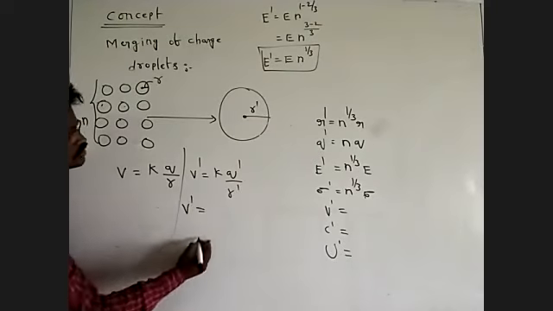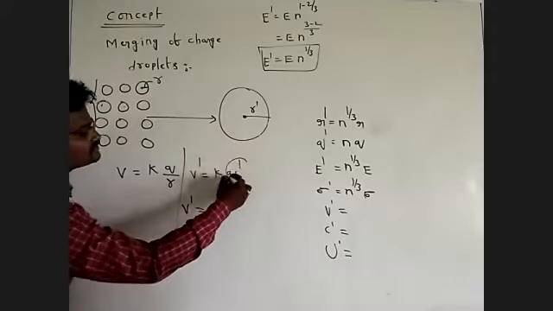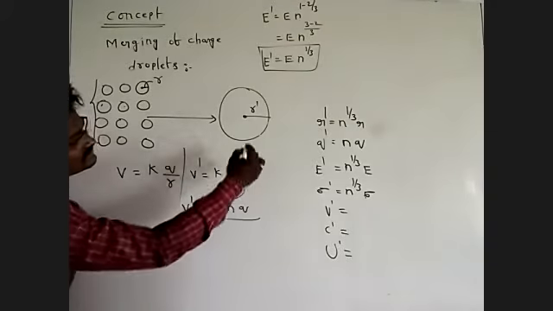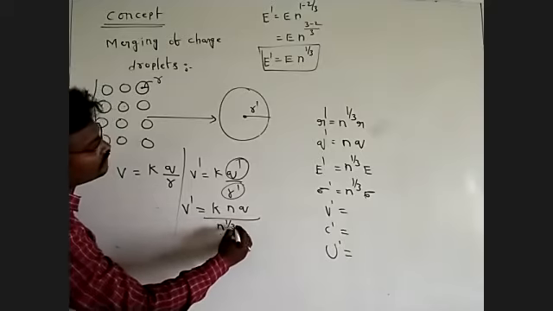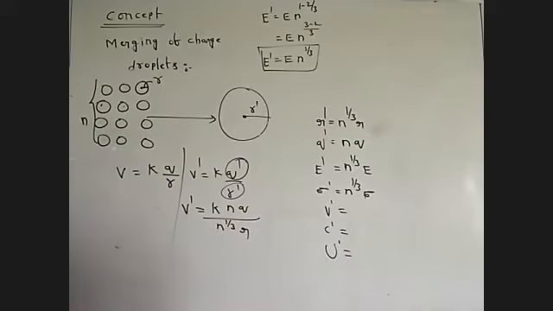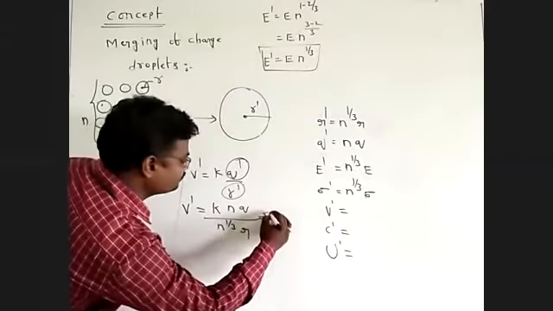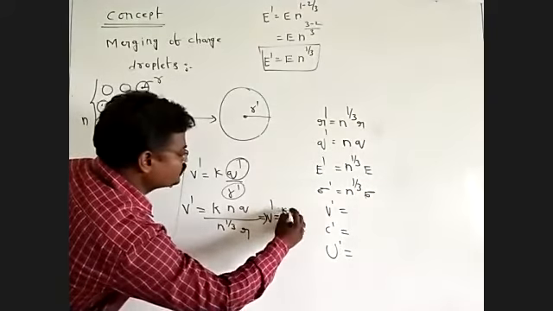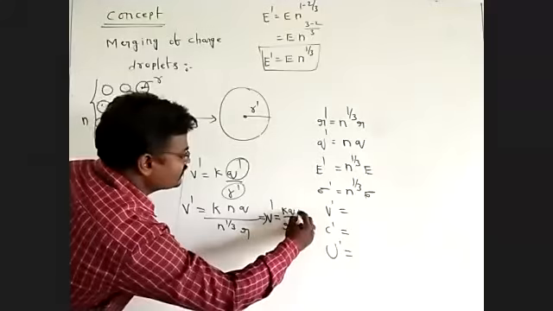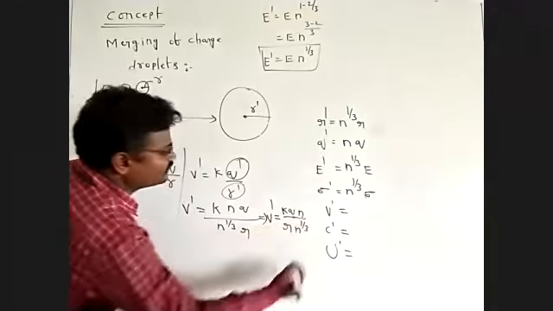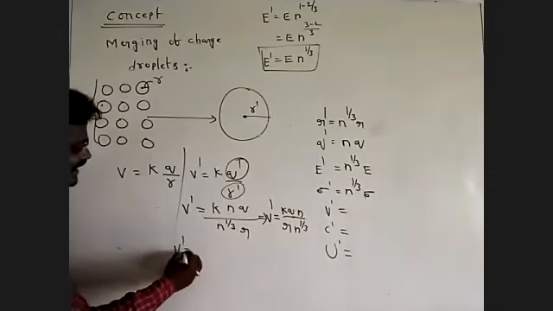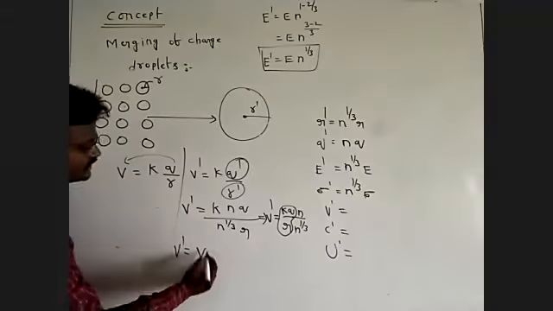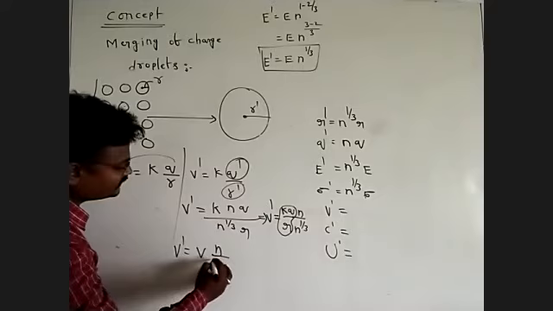V dash is equal to K Q dash, which means N into Q by R dash, that is N power of 1 by third into R. We are going to write V dash is equal to K Q by R, N by N power of 1 by third. So V dash is equal to K Q by R, that is electric potential V. Next, N by N power of 1 by third.